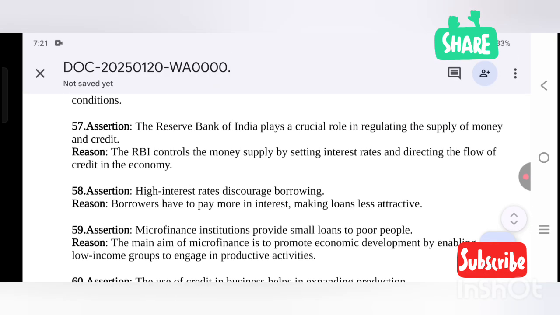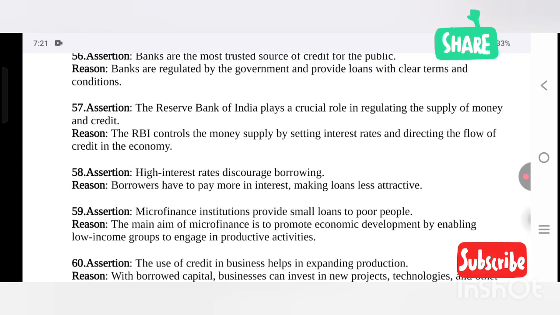Question 57. Assertion. The Reserve Bank of India plays a crucial role in regulating the supply of money and credit. Reason. RBI controls the money supply by setting interest rate and directing the flow of credit in the economy. This is also true. Both A and R are true, and R is the correct explanation of A.